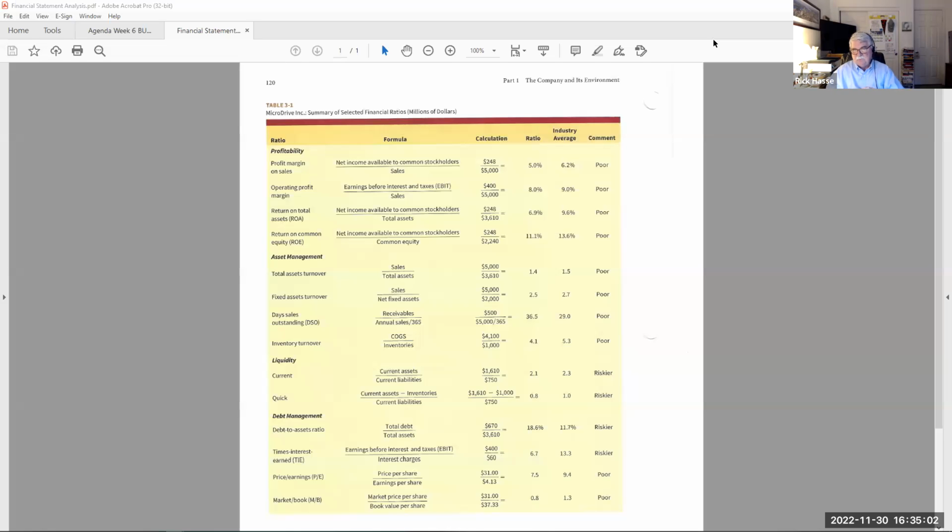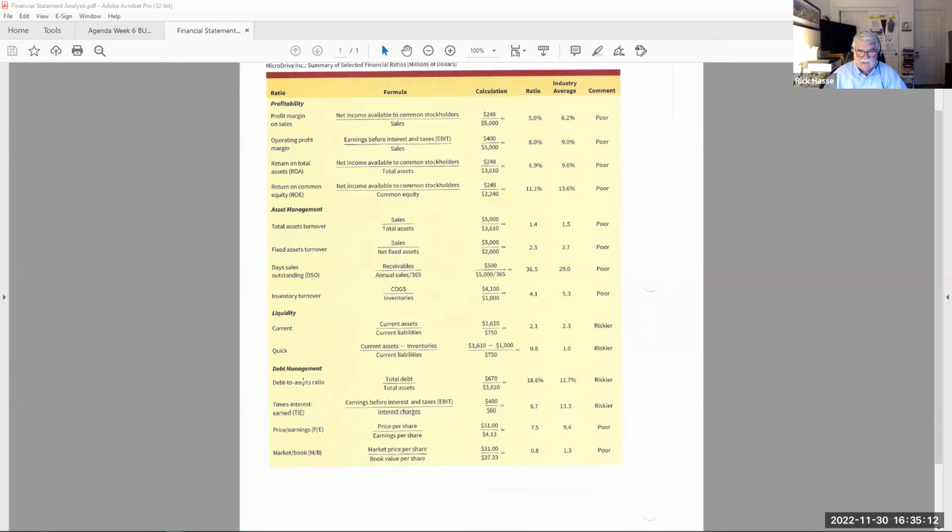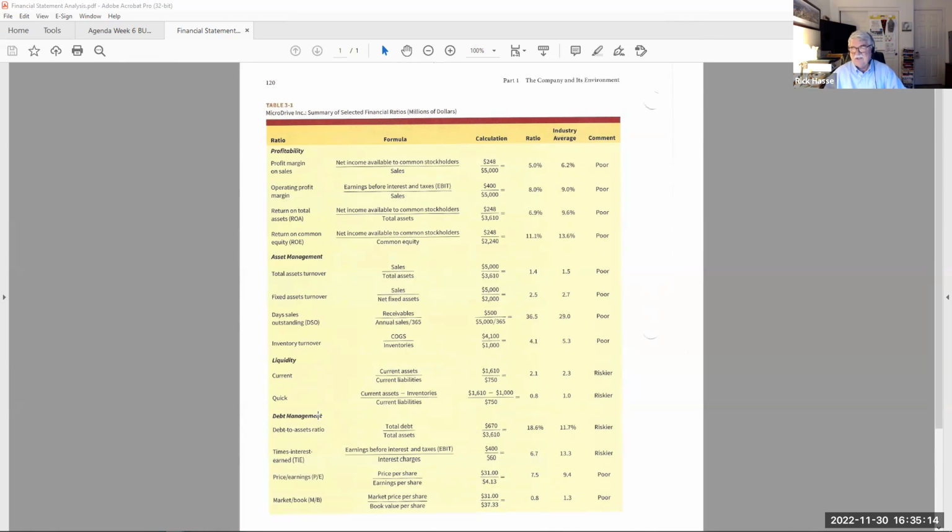It's taken from the textbook and it shows the key financial indicators of business. Profitability indicators, asset management, liquidity, and debt management. And those 6 that I just talked about in that spreadsheet are taken from here. All examples of those analyses. And they tell us something about a company.